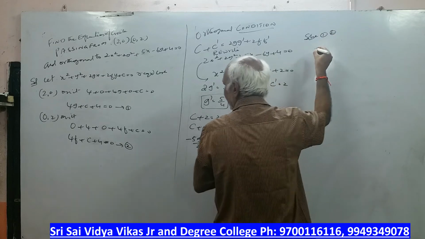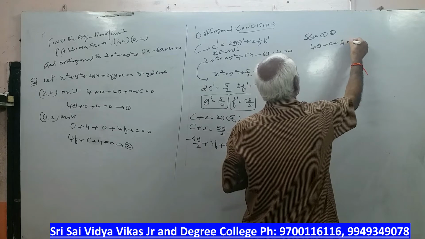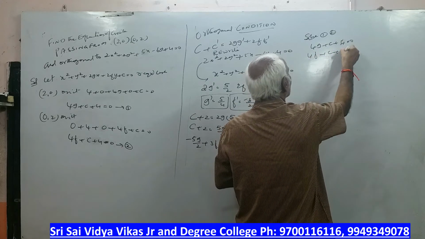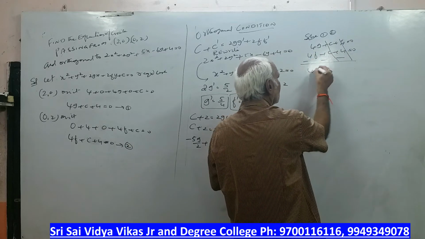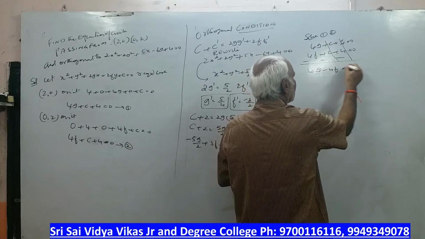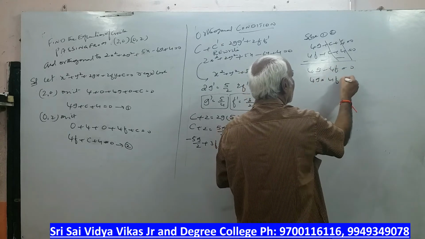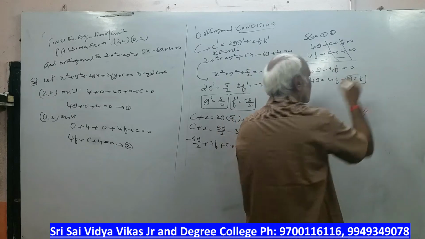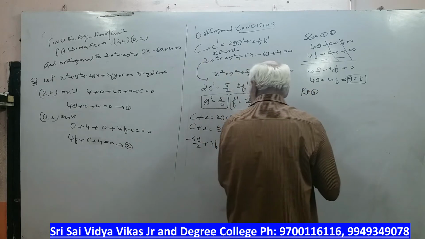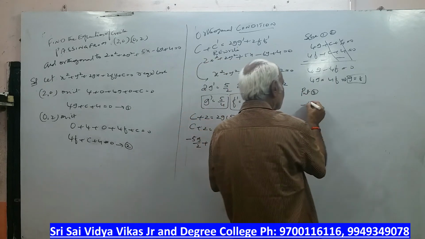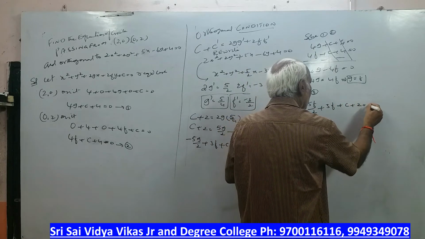1 and 2. What is the first equation? 4g plus c plus 4 is equal to 0. Next one, 4f plus c plus 4 is equal to 0. Subtract, c and the constants get cancelled. 4g minus 4f is equal to 0. Therefore, 4g is equal to 4f, which is g is equal to f. What is that we got? g is equal to f. Put in third equation. So, replace g with f, sir. Plus 3f plus c plus 2 is equal to 0.